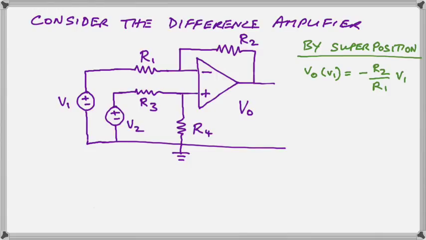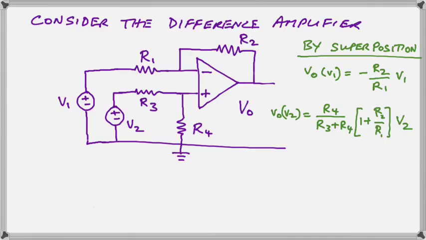We apply the voltage V1 and we see that our output, VO, when we have V1 applied, is the formula we would normally expect when using the op-amp as an inverting amplifier. I haven't derived the formula, I've simply put it down. Now we go and we look at the other input.